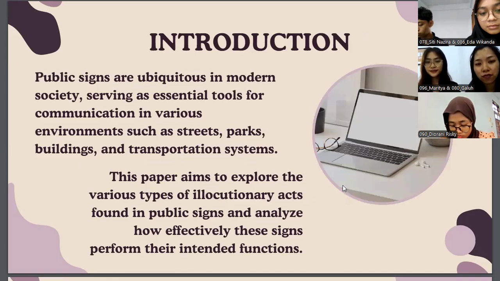Okay, we start from the introduction. Public signs are ubiquitous in modern society, serving as essential tools for communication in various environments, such as streets, parks, buildings, and transportation systems. This paper aims to explore the various types of illocutionary acts found in public signs and analyze how effectively these signs perform their intended function.